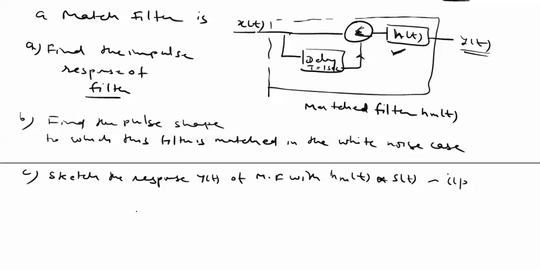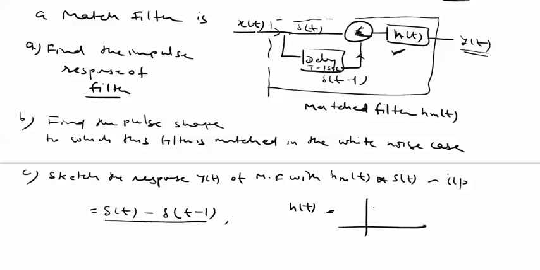To find the impulse response, apply an impulse as input. If we apply an impulse as input, we get a 1 second delay here. At the summer output, what will be the result? Impulse and a 1 second delayed impulse. This impulse is convolved with s(t), and that gives us a result. This s(t) is given to us.